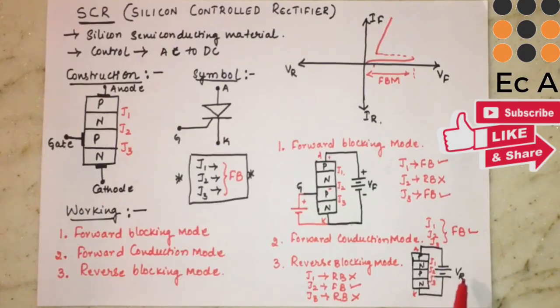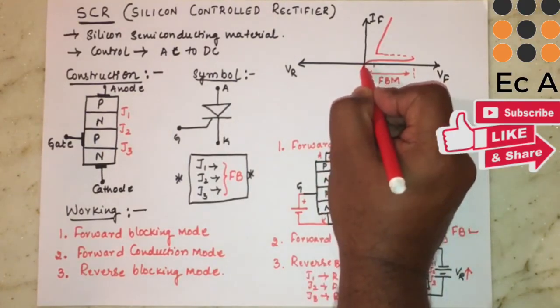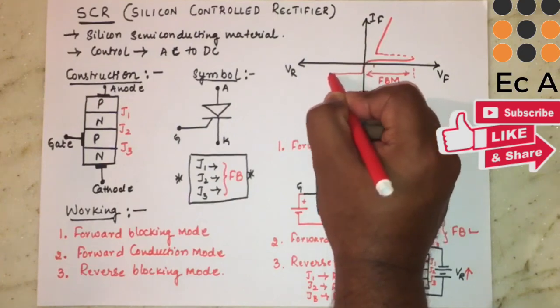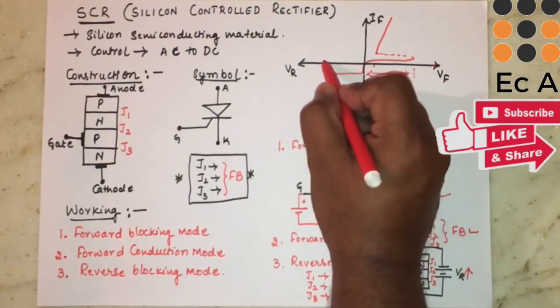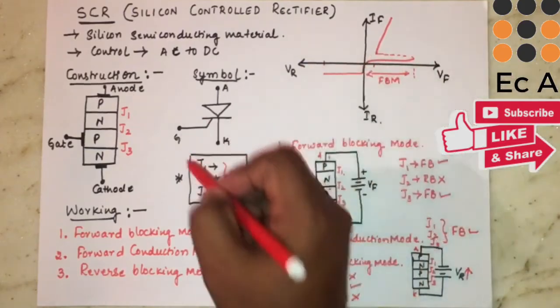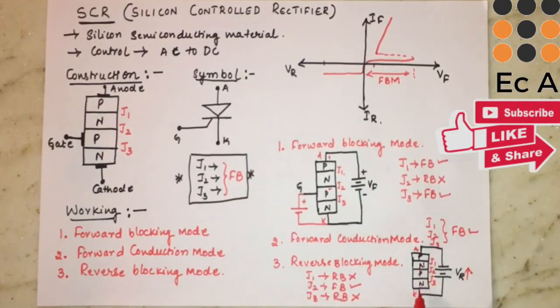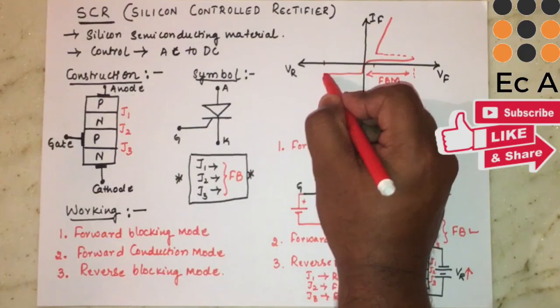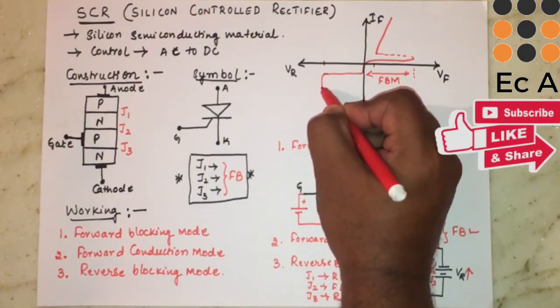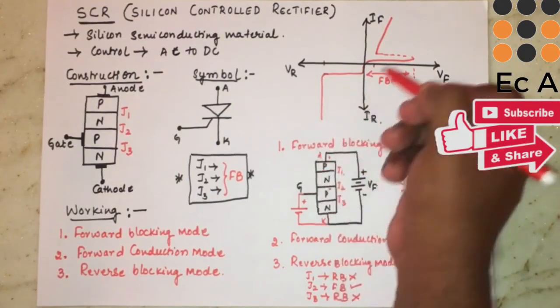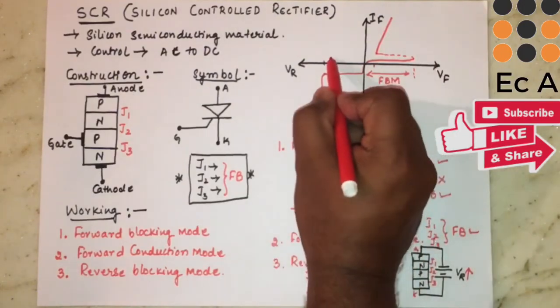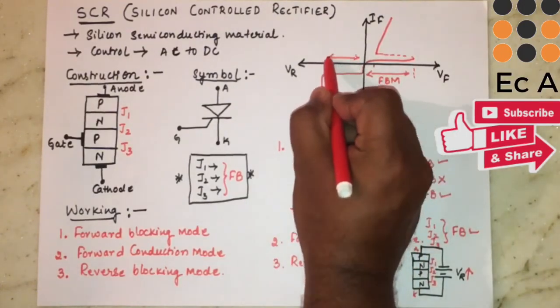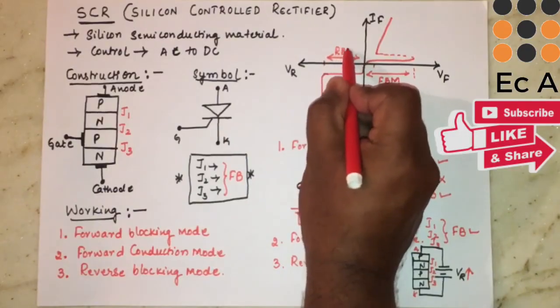Under this condition, as we keep on increasing the reverse voltage, there will be a small amount of current flowing through the SCR. That current will be independent of the applied voltage as we keep on increasing the reverse voltage. If we apply reverse voltage above the permissible level, junction breakdown will occur and the SCR conducts high current. This region is known as the reverse blocking mode.